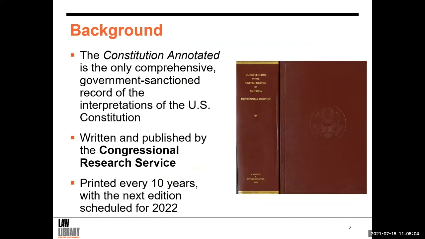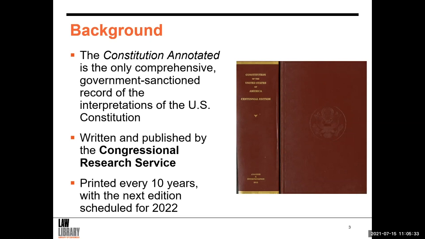The Constitution Annotated is the only comprehensive government-sanctioned record of the interpretations of the Constitution. As I mentioned earlier, it's maintained by CRS, a legislative branch agency within the Library of Congress, whose mission is to provide authoritative, objective, and nonpartisan information to Congress. The Constitution Annotated is Congress's source of a current and historically grounded understanding of our nation's founding document, and it's also available to the public.